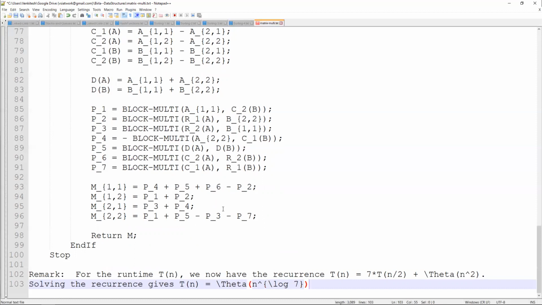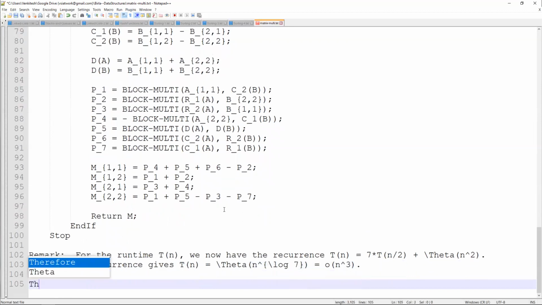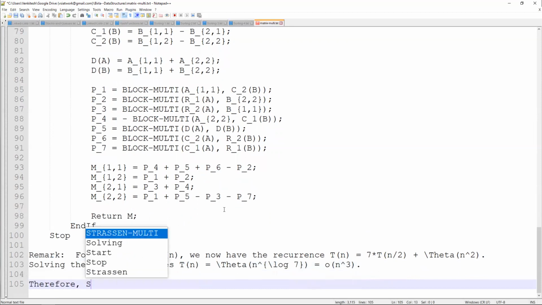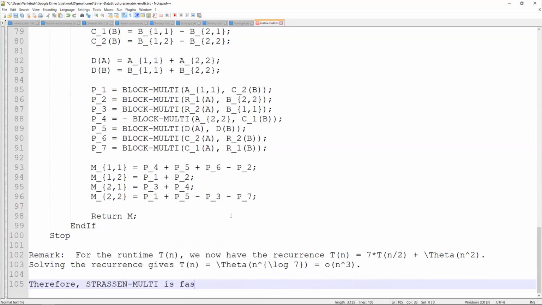Okay, but log 7 is less than log 8, which is equal to 3. Okay, therefore this is strictly less than n cube. So this is little o of n cube. In fact, it is little o of n to the 2.9 even. This is because this is close to 2.8. Okay, so this is quicker. Therefore, Strassen multi is faster than block multi. Okay, that is the main result.